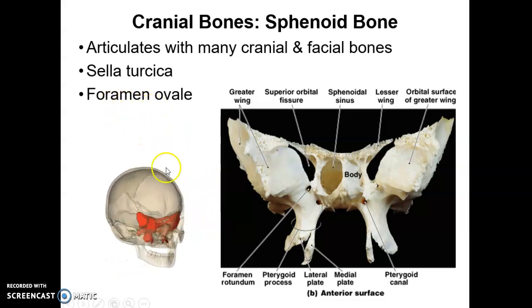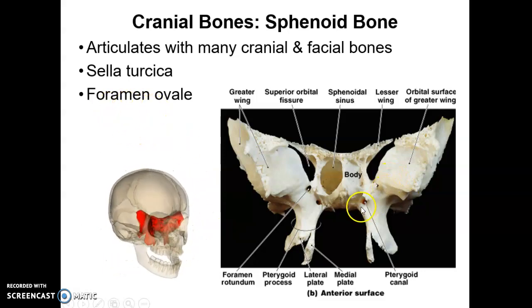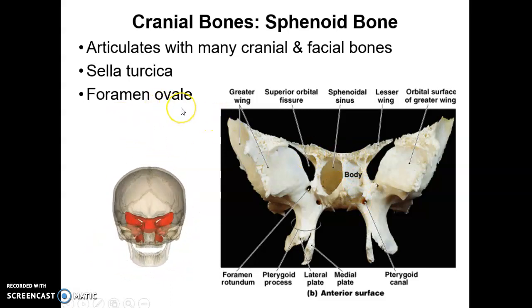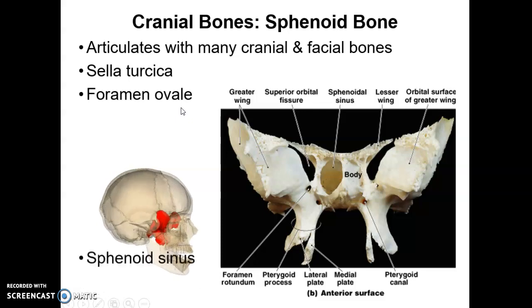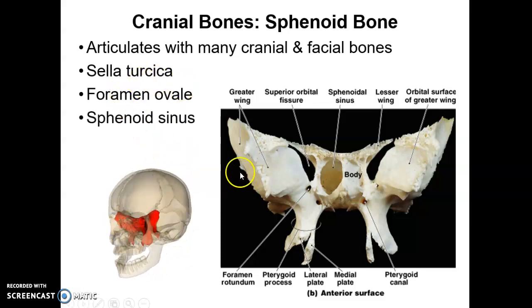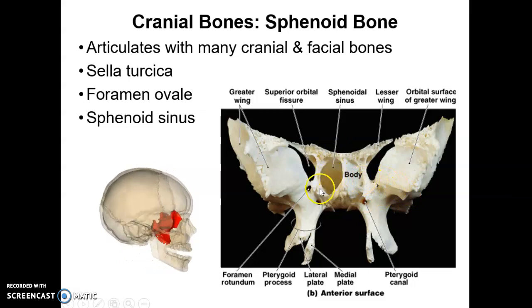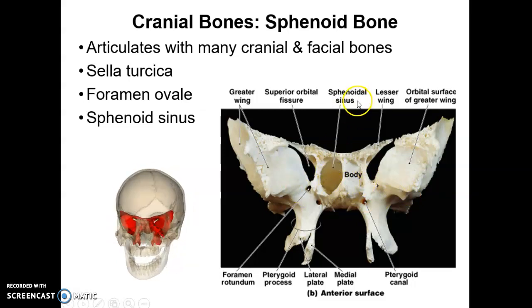Foramen ovale, which we cannot see here, but we'll show it in another view. Passageway for blood vessels. And then the sphenoid sinus. That's a space within the sphenoid bone, sometimes called the sphenoidal sinus.